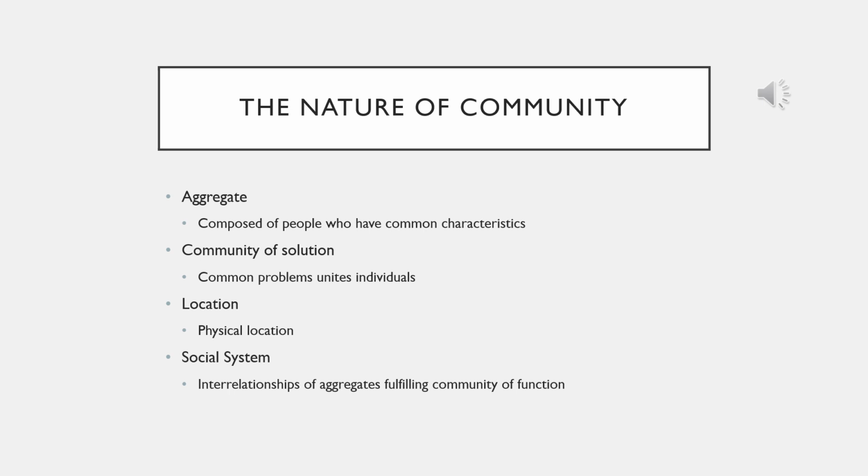There is also a community of solution. A community of solution can form when there's a common problem that unites individuals. So maybe there is a lack of playground equipment and there's a high volume of kids in a neighborhood. The problem of not having this playground equipment can unite people. They might not have anything else in common, but the problem brings them together.